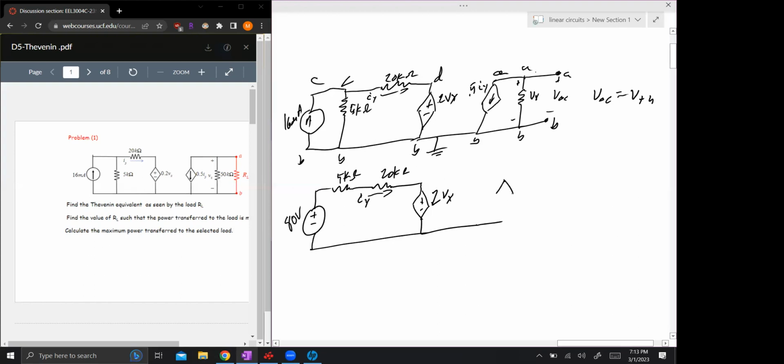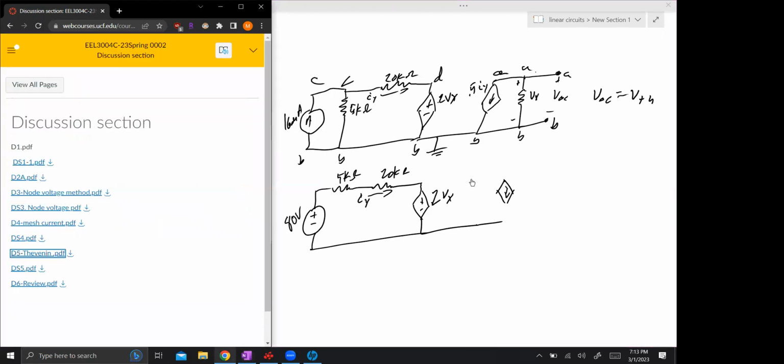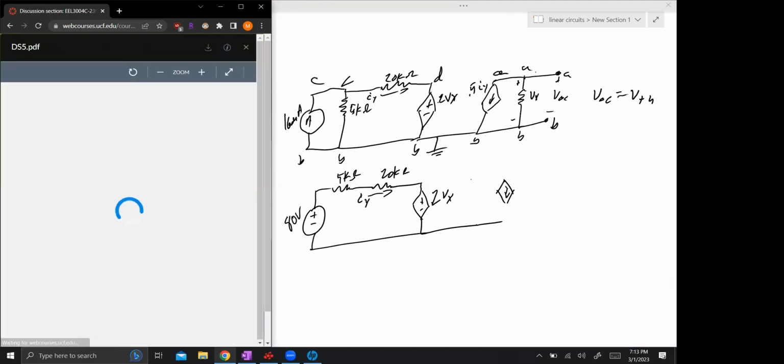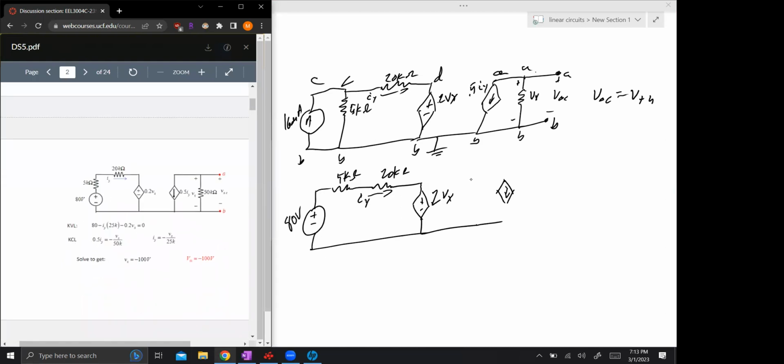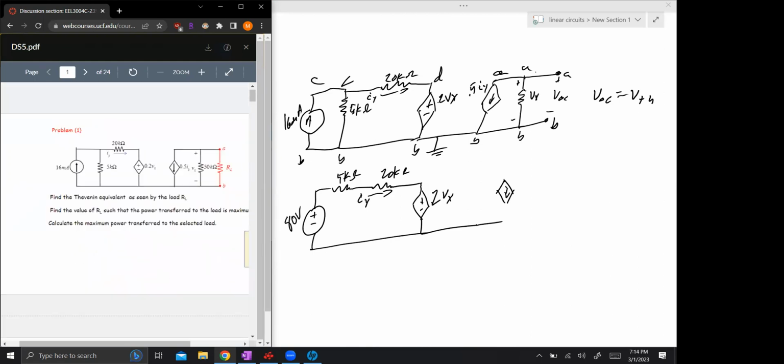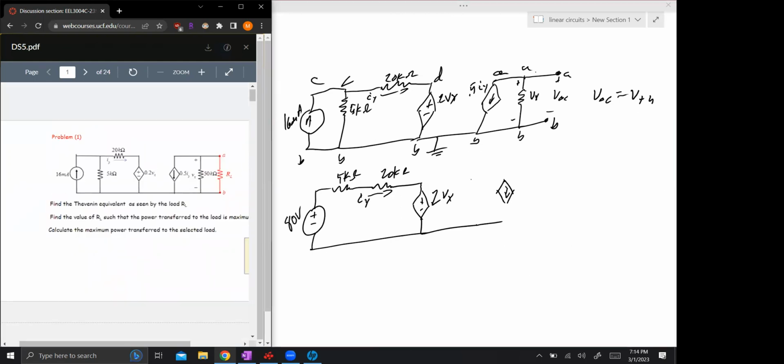Hmm. I see. I don't know. Should we just look at the solution now before we keep working on it? Yeah, okay, let's do it. IY stays the same for the load. Did they do source transformation? Yeah, and they leave IY there. Huh. Boom. Okay, so IY is not impacted.